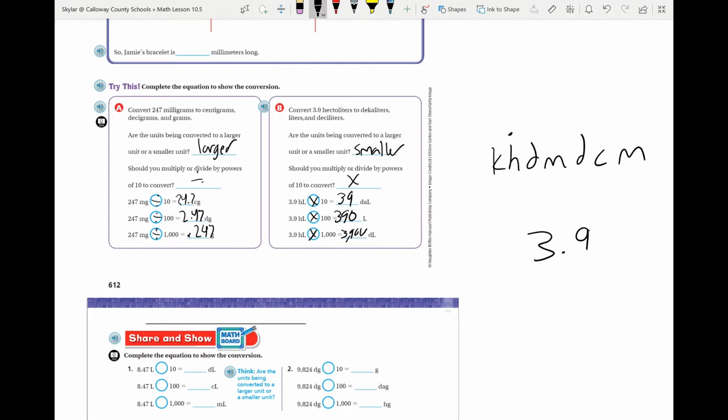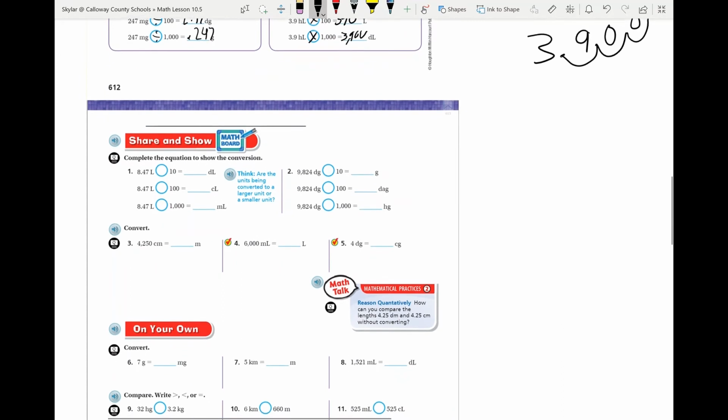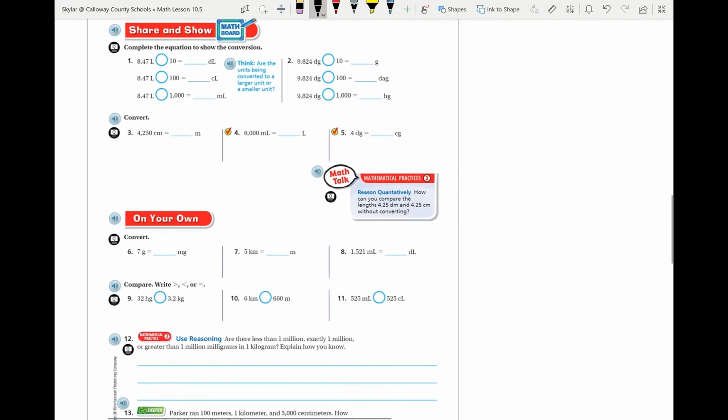So look, hectoliters to deciliters. We move that over, we get 39. To regular meters, or liters in this case, move it over once, 390. Move it over one more time to deci. Move it over again, 3,900. That's really all there is to it. It's pretty straightforward stuff.